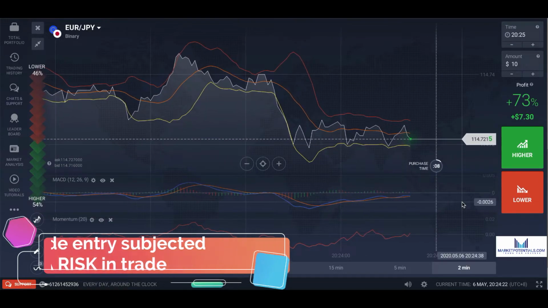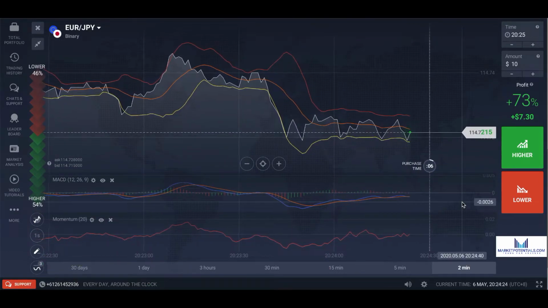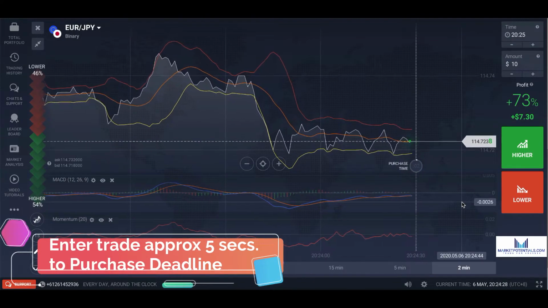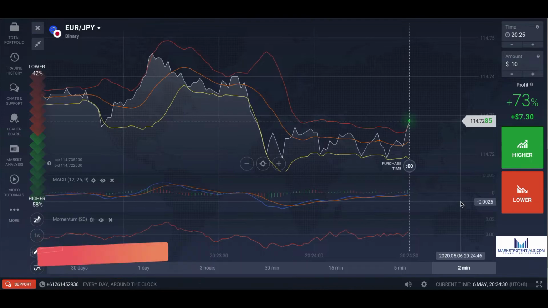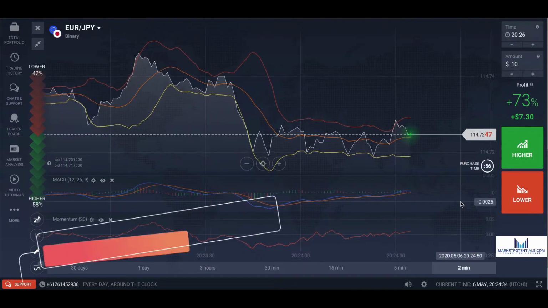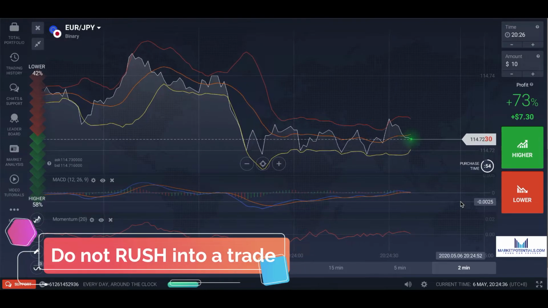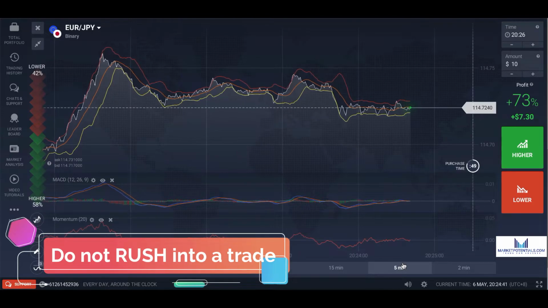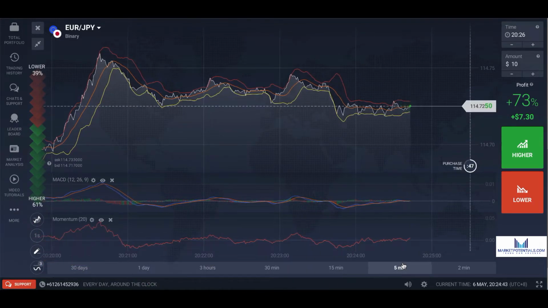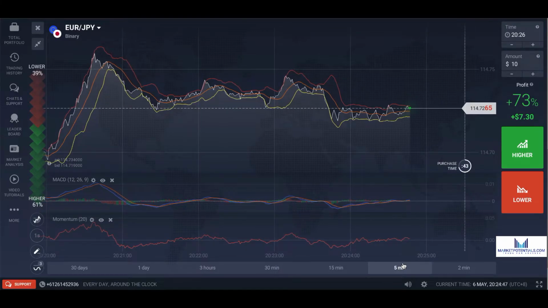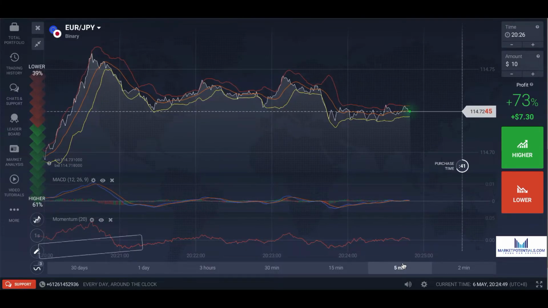So again, I trade 10 to 5 seconds to the expiration line typically, and that's what I would recommend that you do as well. Now, again, I'm going to sit this one out, guys. What you'll realize is that I'm not rushing into a trade, and especially if you're new to this, that is one of the first things I'd like you to master. Don't rush into a trade. Don't feel compelled to trade just because the time is counting down. Only trade when you're comfortable.